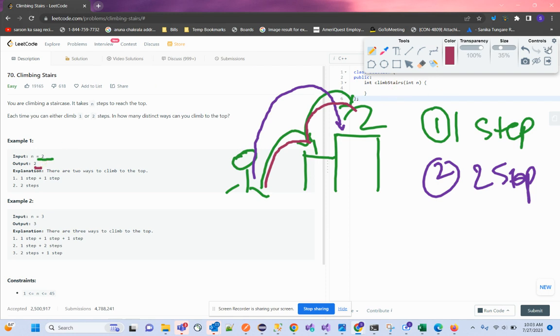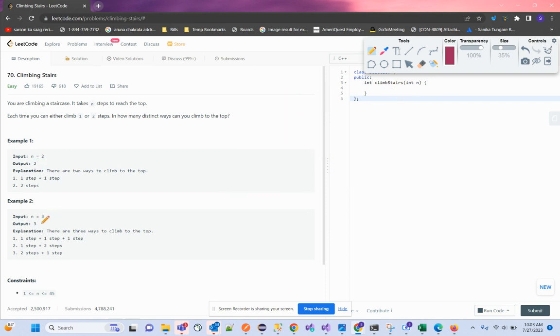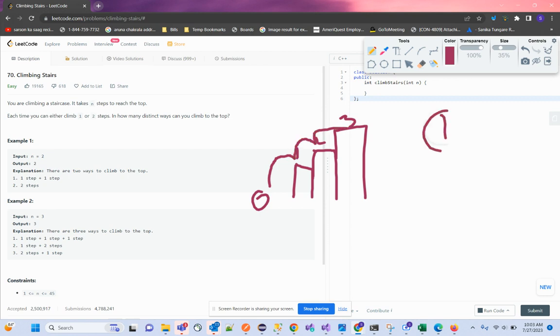Now let's see another example which they have given. They have given n equal to 3, right? So we have 1, 2, and 3. These are the stairs, and here is the person. Now, what are the ways to climb 3 stairs? The first way is always one step at a time: 1, 2, and 3.